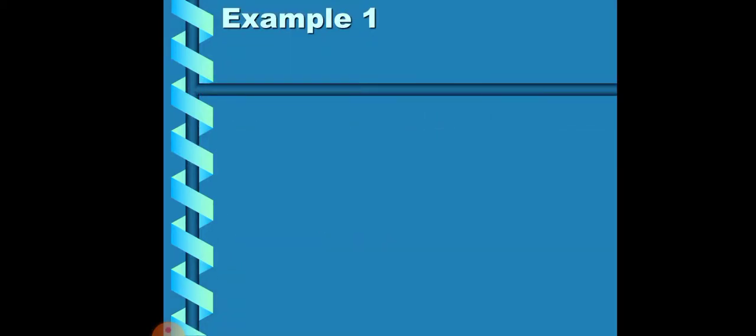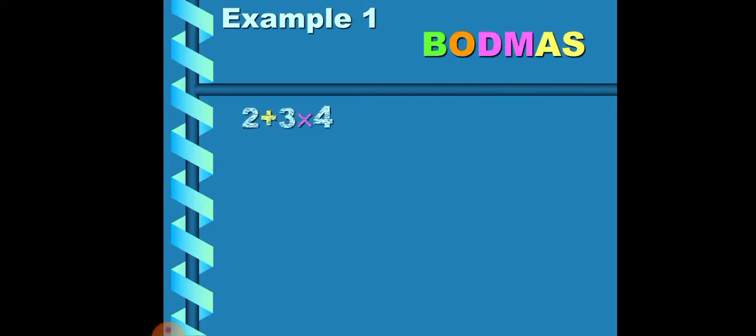Let's consider a few examples to understand how to evaluate numerical expressions by applying BODMAS. You can see the expression 2 plus 3 multiplied by 4. According to the rule, first we solve brackets, and we do not have any here. Then we go for order or powers, and we do not have these either. After that comes division, and we do not have a division sign here.